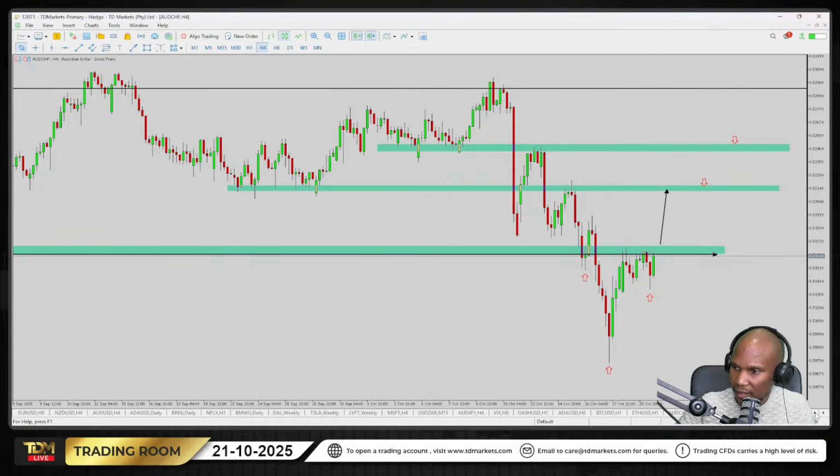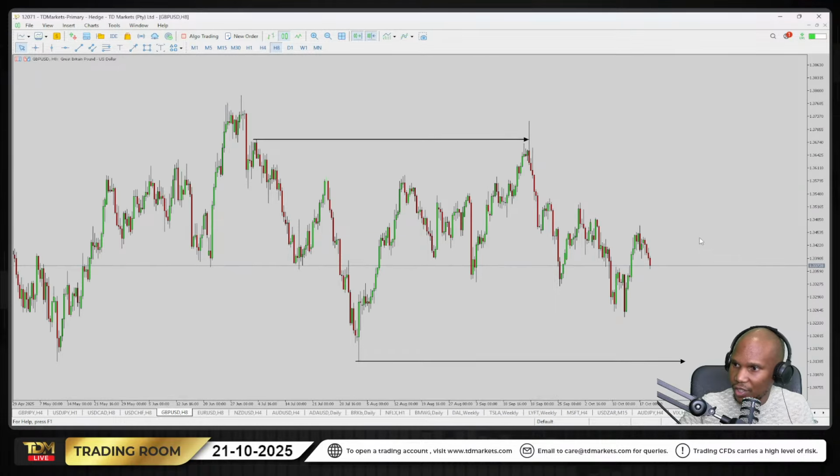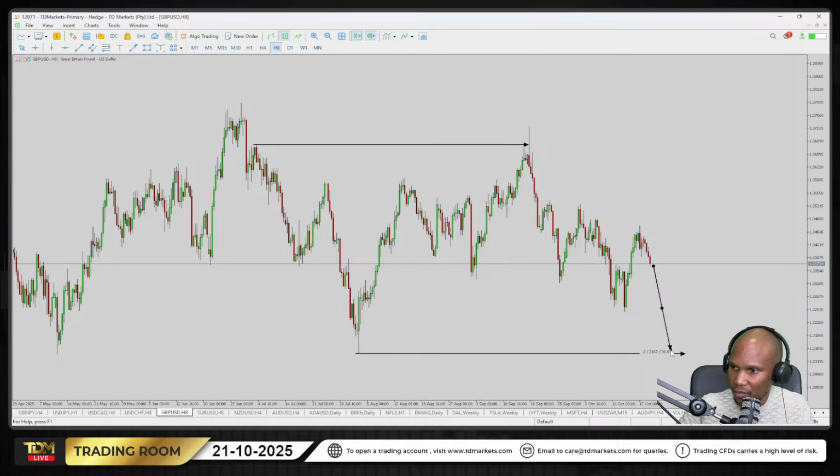GBP USD, sticking to the same script. The dollar is strong. GBP USD is doing this, sticking to the same script. We spoke about this the last time as well, that GBP USD is coming back to this low. All right, I mean, we've been talking about this pair for a long time. So GBP USD is definitely coming back to this low.